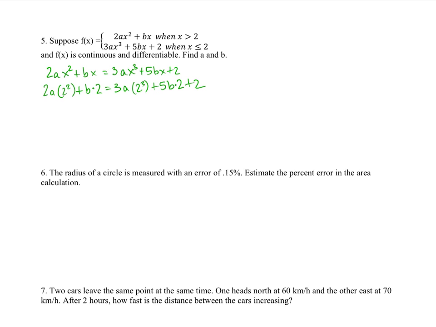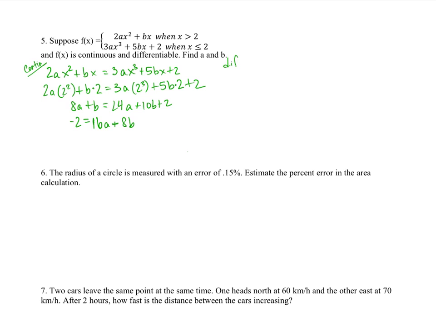Cleaning all this up, I'm going to spare you the details in between. You'll get 8a plus 2b on this side, and on the right side, we end up with 24a plus 10b plus 2. I'm going to put my a's and b's on one side, kind of like standard form. So we'll say negative 2 equals 16a plus 8b. All right, this is the continuity part.